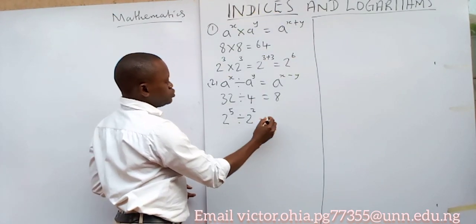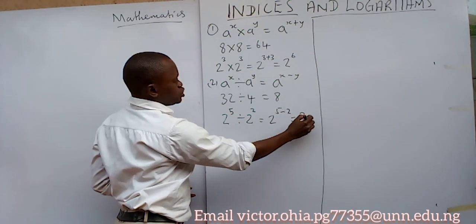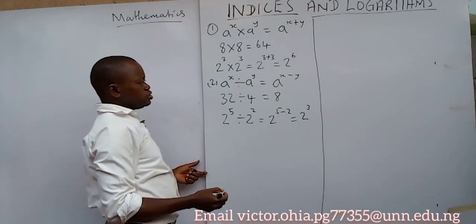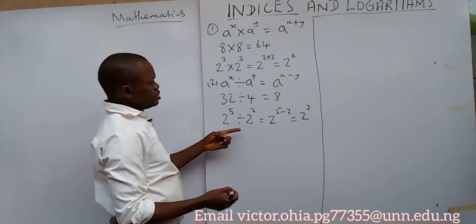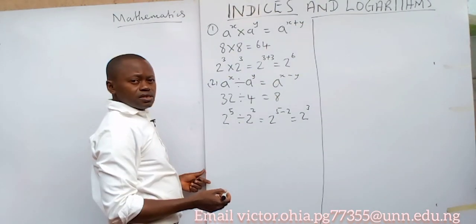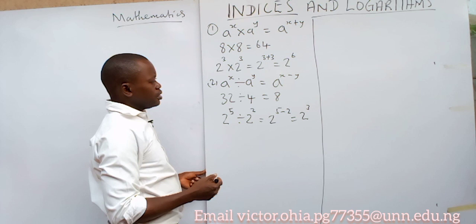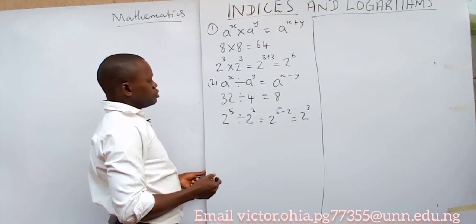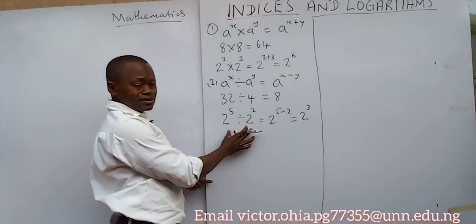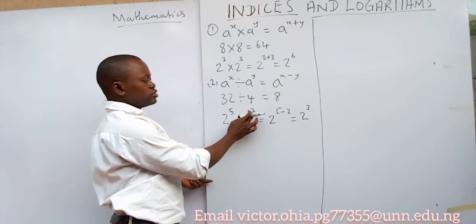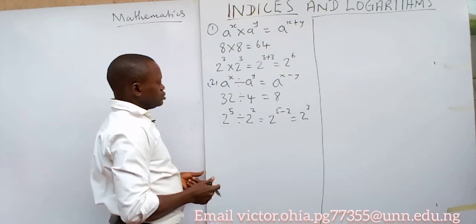So, we take it like this: 2 raised to power 5 minus 2, which will give us 2 raised to power 3. Question: 2 raised to power 3, is it 8? Yes, 2 raised to power 3 is 8. So it then means that anytime I have an expression like this in index form, I can subtract their powers and get a consistent value. Do we get that? Okay.